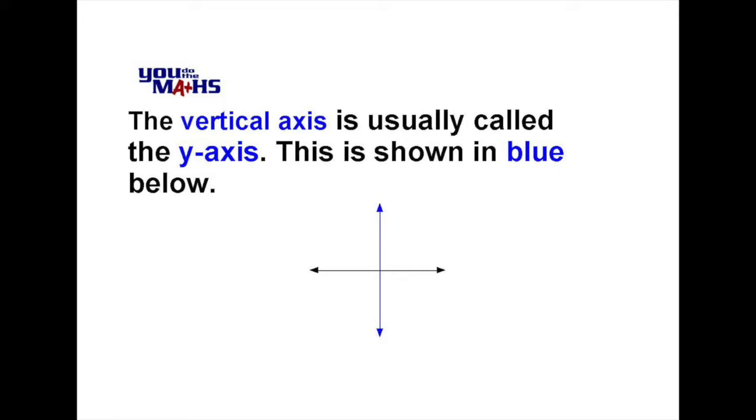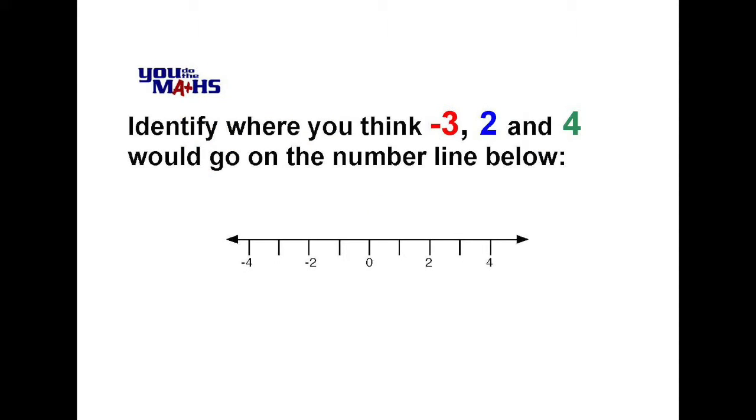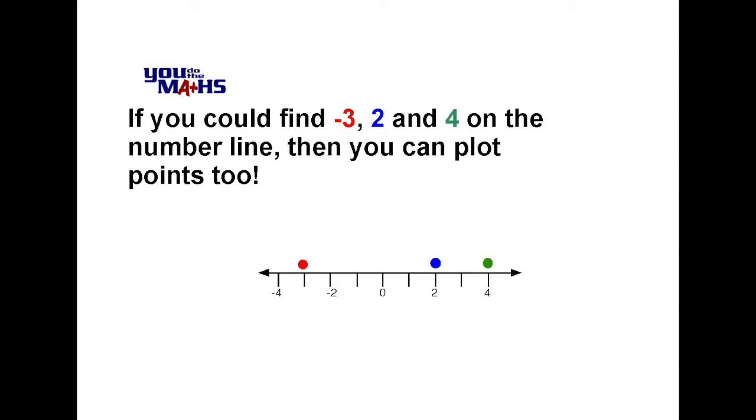Before we plot points on the Cartesian plane, we just need to remind ourselves how we do it on a standard number line. We can see here that we've got three numbers, -3, 2 and 4. The red dot for -3 will be located on the left-hand side where the negative numbers are, and we move to the right to find +2, which is in blue, and +4 in green. And of course, as we continue to move to the right, the numbers increase.